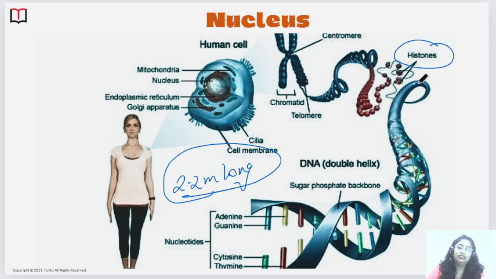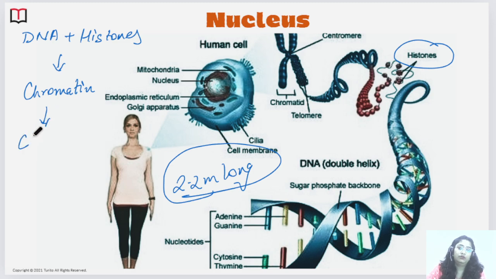So this, proteins plus DNA plus histone, gets coiled to form the chromatin, and chromatin gets coiled to form the chromatids, and chromatid gets coiled to form the chromosomes.